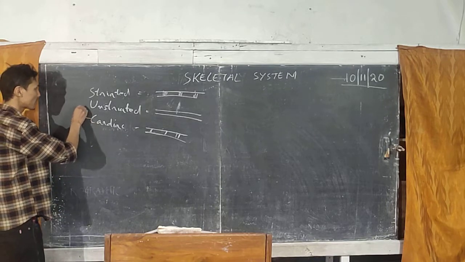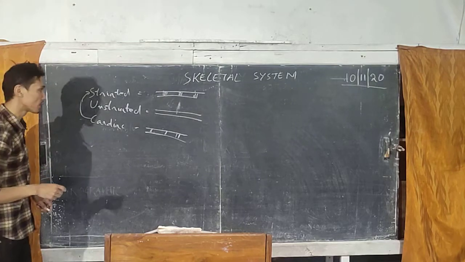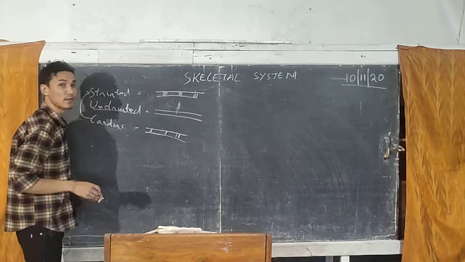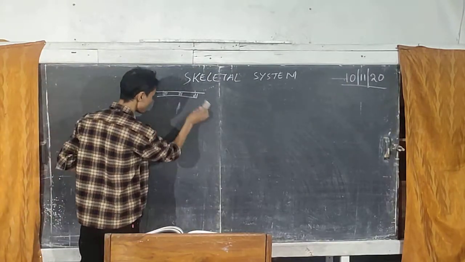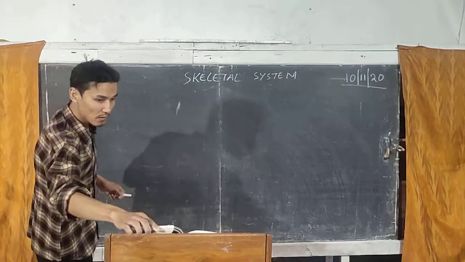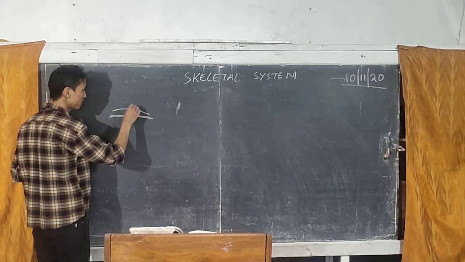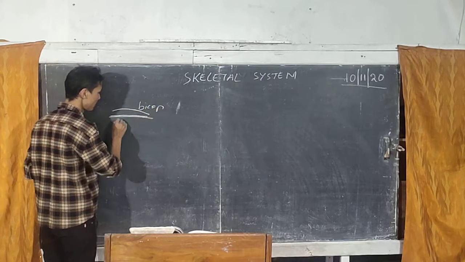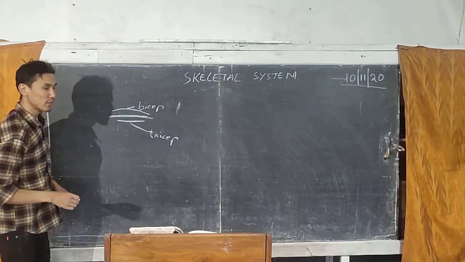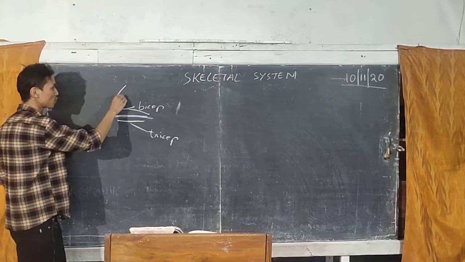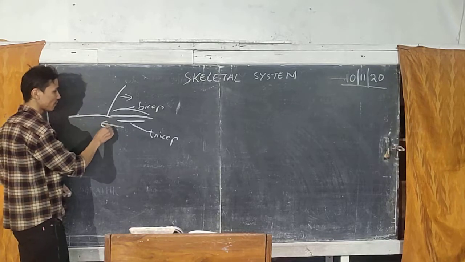Your cardiac muscles and striated muscles are not under our control, whereas your unstriated muscles are under our control. So let's talk about the hand. On either side of the humerus, you have your bicep and your tricep. When the bicep contracts, it pulls the arm towards itself.